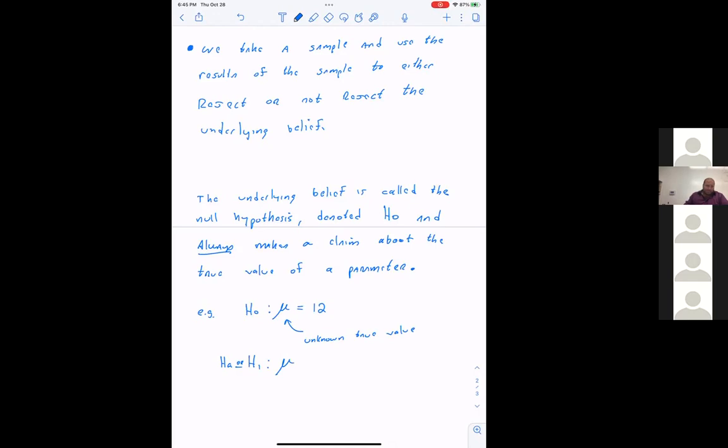It's around 11. Well, I don't go that far to say a specific value. Okay, I could do that. But it's just so much easier just to say, Subway, you're lying. It's actually less than 12. Oh, okay then. So this is the alternative hypothesis.